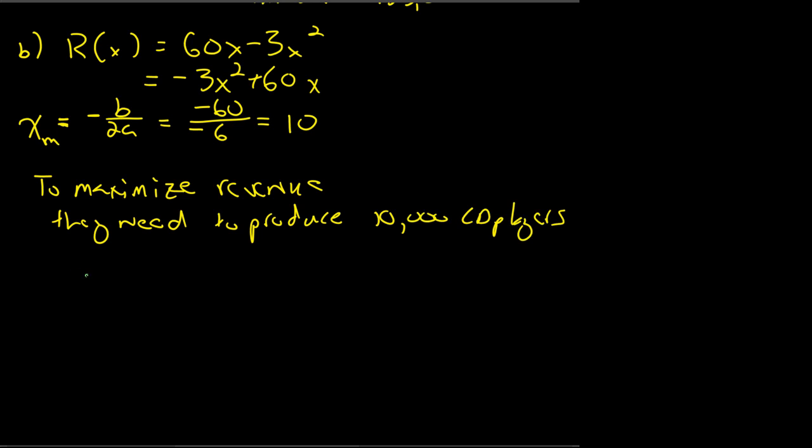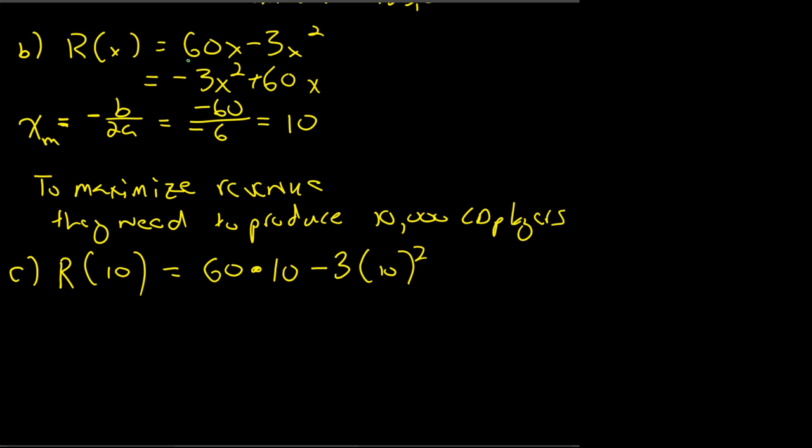All right. And then the last question is, what is the maximum revenue? Well, the maximum revenue happens when we produce those 10,000 CD players. And so I'll take 10 and throw it into each of these parts of the function. So I'll put 10 into x and 10 into x. So I get 600 minus 300, or $300,000. And so the maximum revenue they can make producing this product is $300,000.